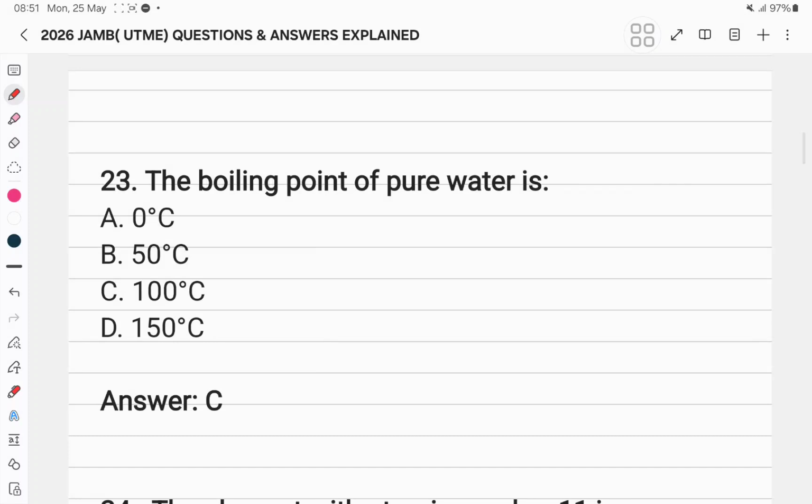The next question, question 23. The boiling point of pure water is 100 degrees Celsius. So pure water boils at 100 degrees Celsius. There are other liquids that have their own boiling points, like pure ethanol, which boils at 78 degrees Celsius. But for water, it is 100 degrees Celsius. So the correct option is C.